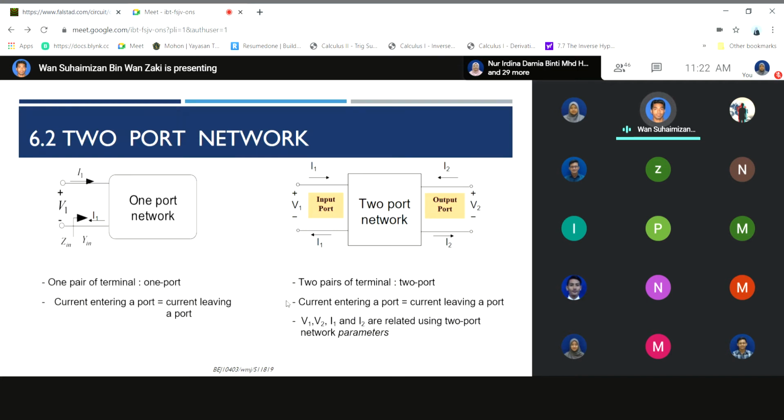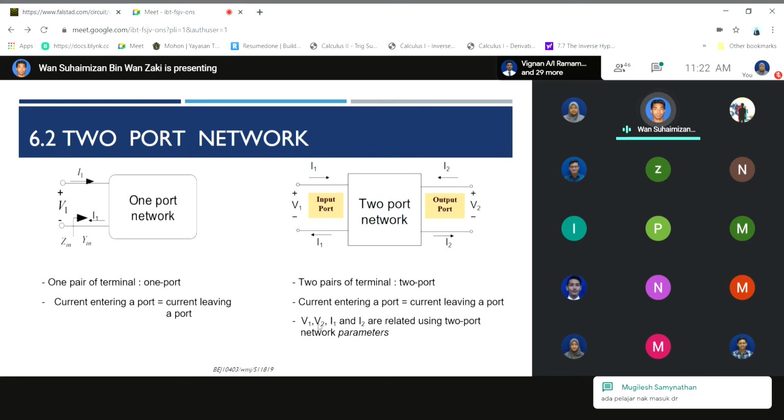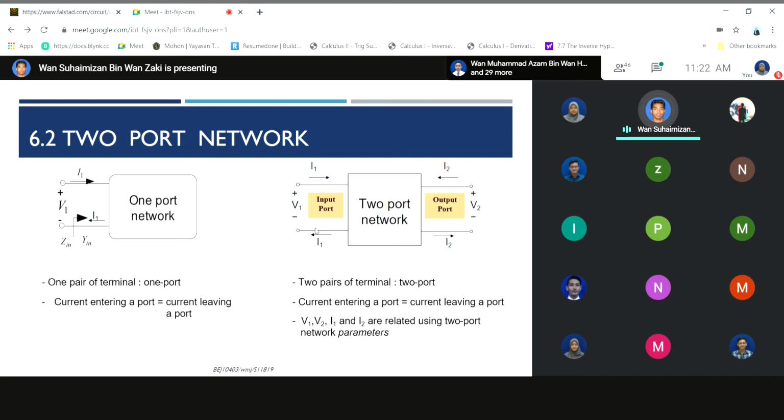So basically, this is the description of a one-port network, with one pair of terminals. If we have two pairs of terminals, we call it a two-port. Current entering a port equals current leaving the port. So I1 goes in, and the output is also I1. For the output port, I2 goes in, and the output for the port is I2. V1 and I1 represent the input port, and V2 and I2 relate to the output port.